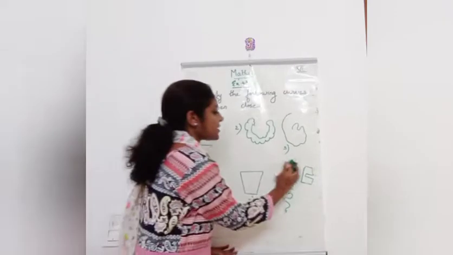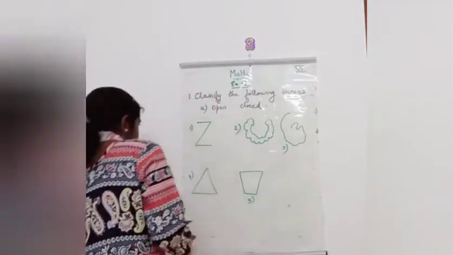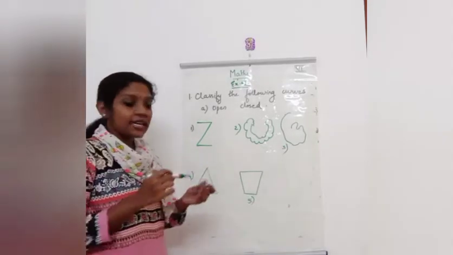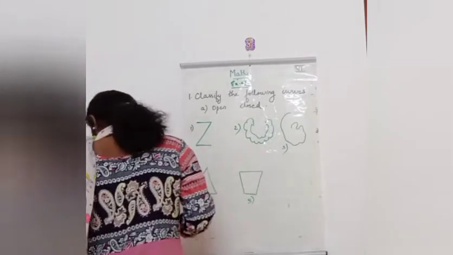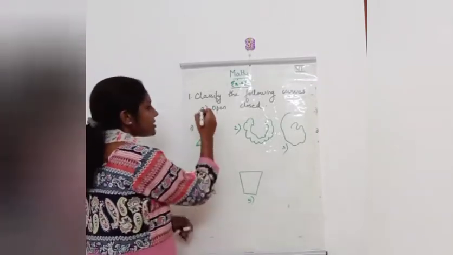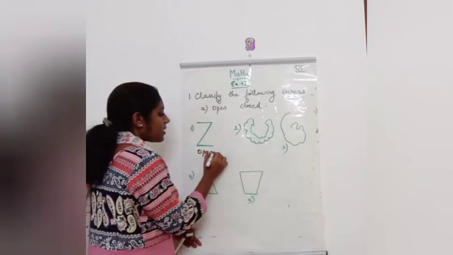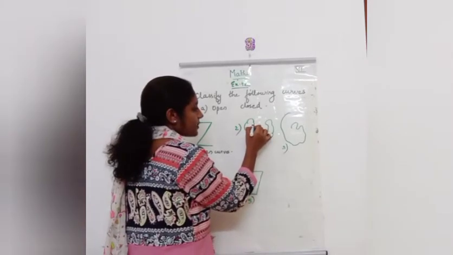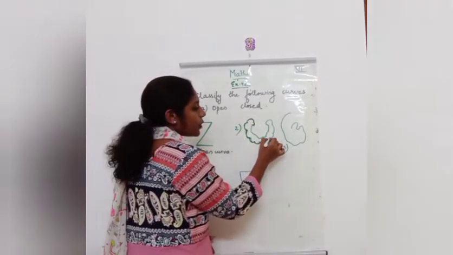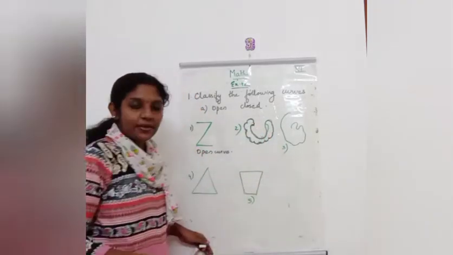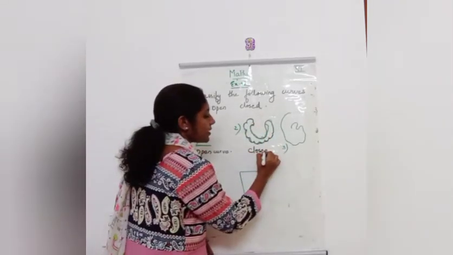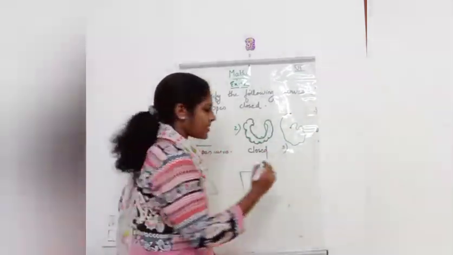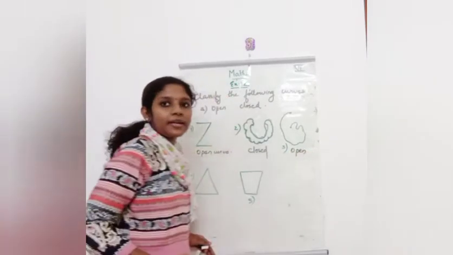First, you can see the first figure. It starts from here and ends here. It is clearly seen that it has two endpoints which never meet. So this curve is an open curve because the endpoints did not meet. Second question, you can see it is a curve. When you start from here, it ends at the same point. So the endpoints meet, and it is a closed curve. Third one, it starts from here and ends here. The end points do not meet, so that is also an example of an open curve.